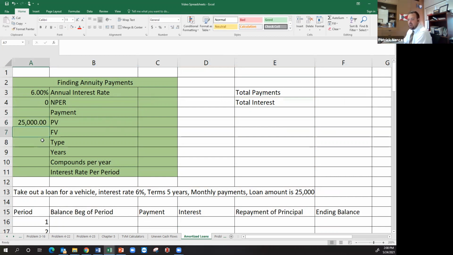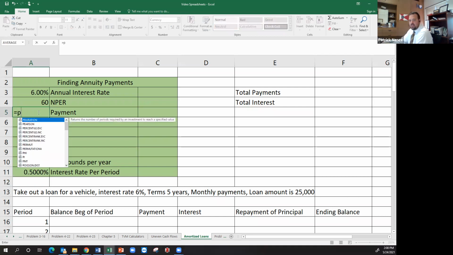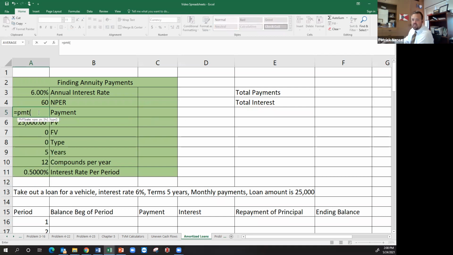I want to pay the loan off, so the future value is going to be 0 because I want it to be 0 at the end. We're going to make the assumption that we pay at the end like most do, so it's a type 0. Number of years is 5. Compounds per year is 12 because I'm making monthly payments. My interest rate per period is 6% divided by the number of compounds per year, so 0.5%.